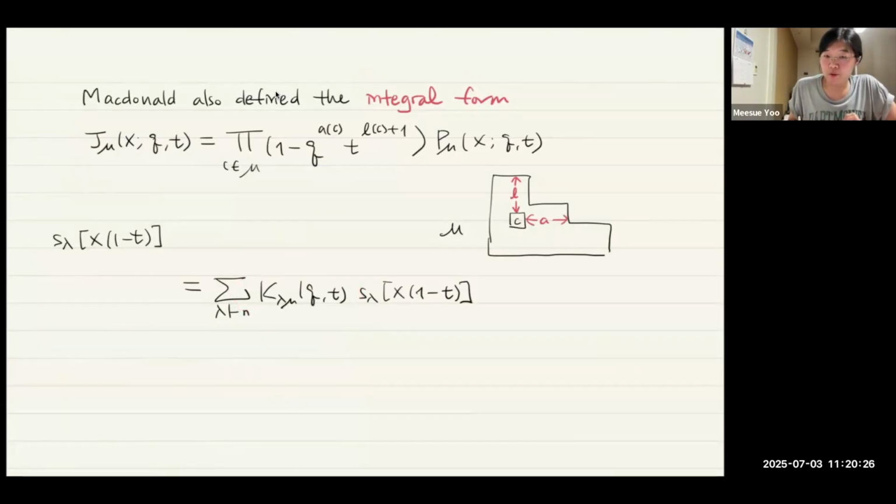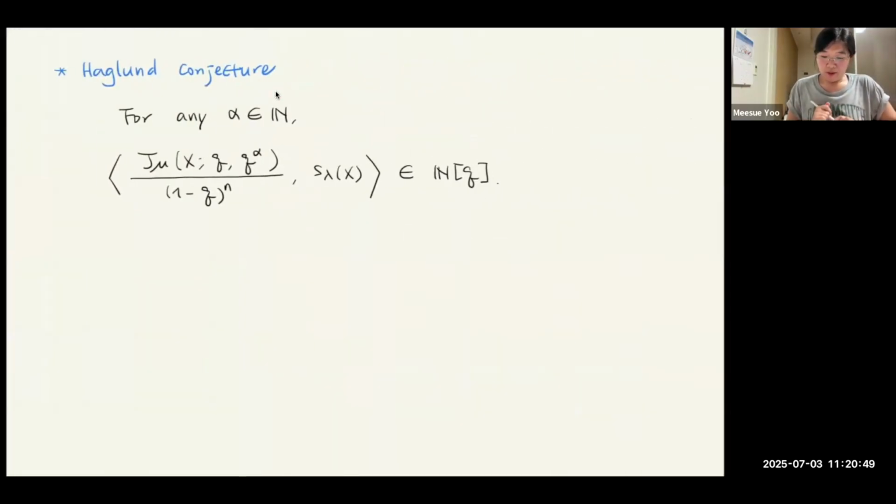But the combinatorial description for these Q,T Kostka polynomials is not known, and this is a huge problem in algebraic combinatorics. Everybody was busy considering the combinatorics of this polynomial, but Jim Haglund changed his perspective and considered the Schur expansion of this integral form itself. He conjectured that if you replace t in the integral form McDonald by q to the alpha, and divide that by 1 minus q to the n, then it has positive Schur coefficients. That was Jim's conjecture.